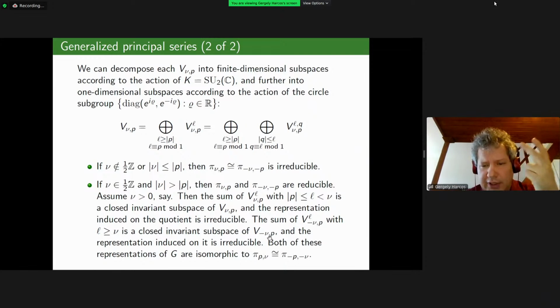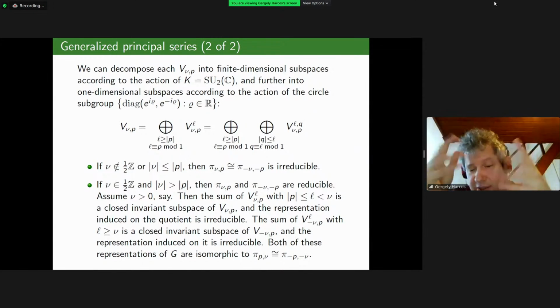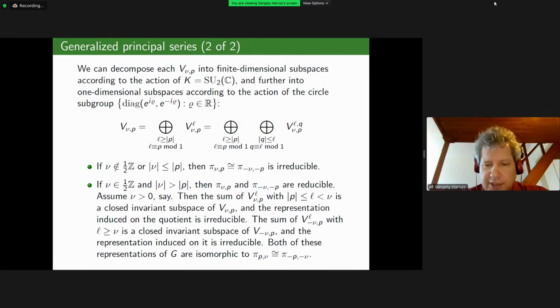So look what is happening here. We started with parameters nu p and minus nu p, and after a small surgery that we make on the spaces, we end up with representations isomorphic to p nu and p minus p nu. So there is an almost symmetry when you flip nu p to p nu. The two representations are very close to each other.